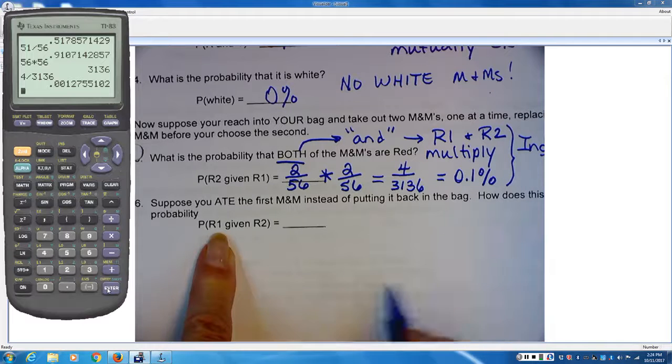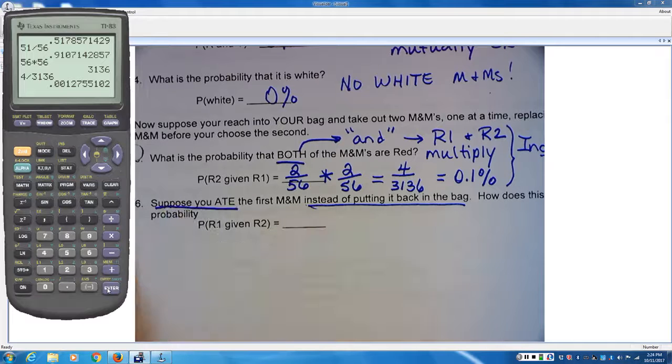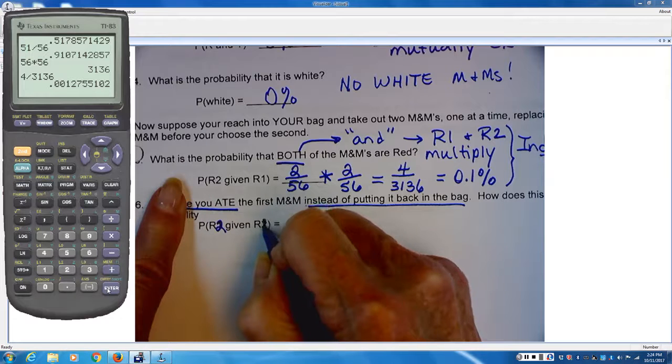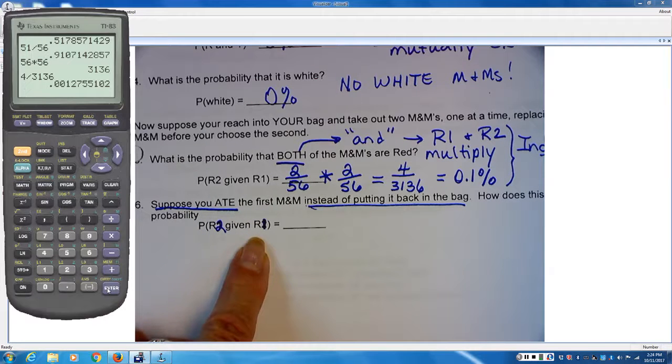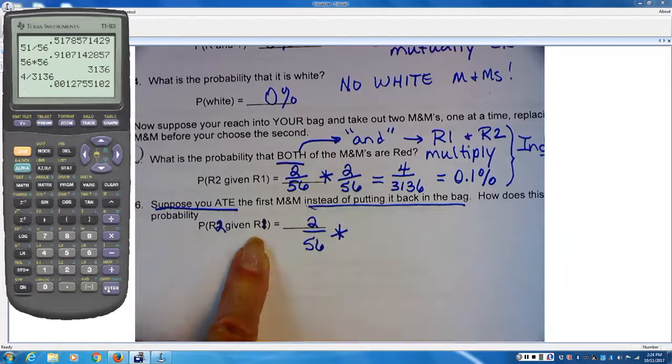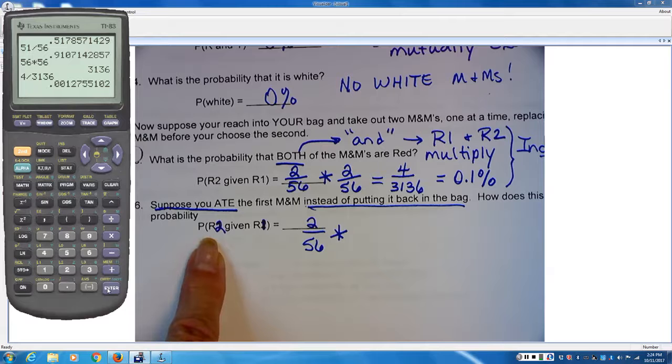This one's going to be an example of dependent. This time, let's suppose I drew out the first M&M and I got a red one, so I ate it. Because I like red M&Ms. They taste better. Okay, if that happened, I'm still looking for red 2 given red 1. Sorry, that's backwards. So if I got the first one, there was a 2 out of 56 probability I got the first red one. What happens when I'm trying to get the second one? 2 out of 55.